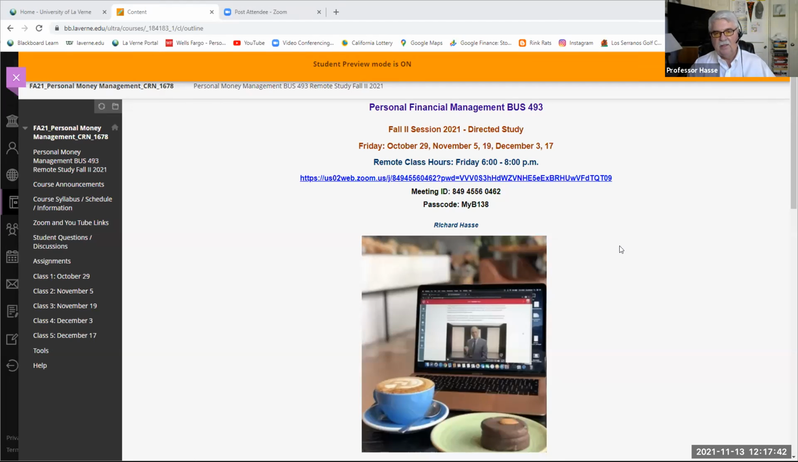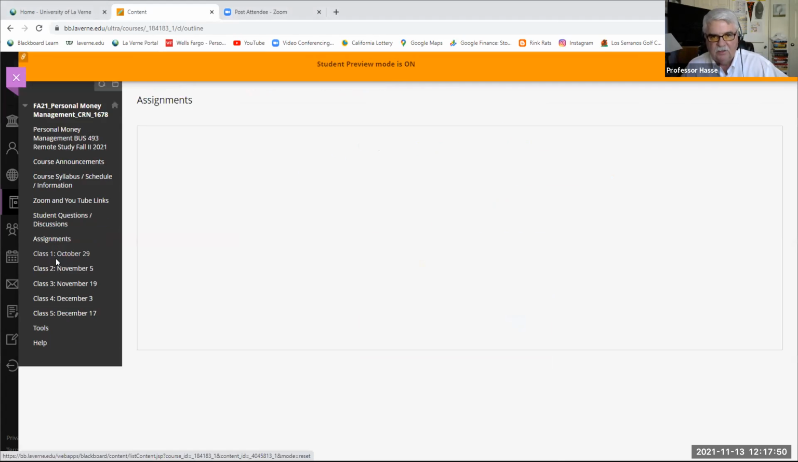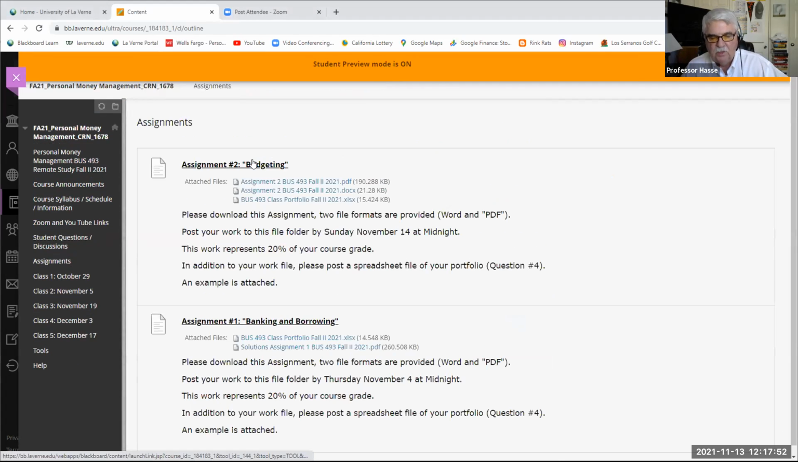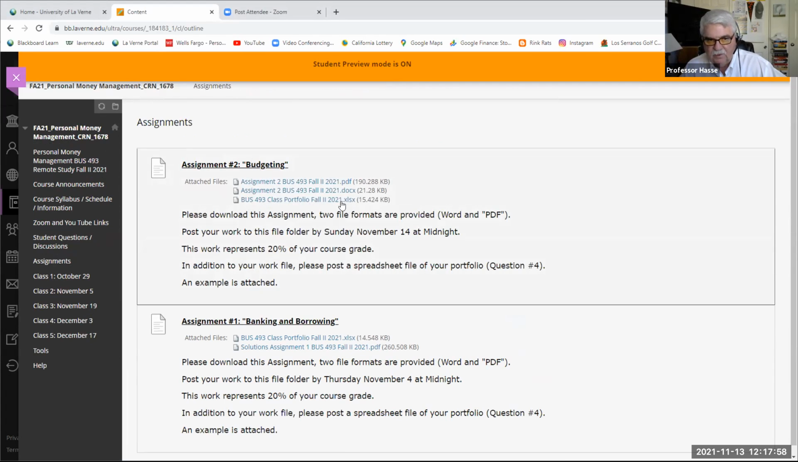Okay, so as we get ready for our class for next Friday, November 19th, remember you go to the assignment section and go to assignment 2, and you'll post your answers, your files for the answers for that assignment. Here's a sample of that portfolio I was just talking about, a sample spreadsheet that you can use as a format if you so desire, and you post that work to assignment number 2.